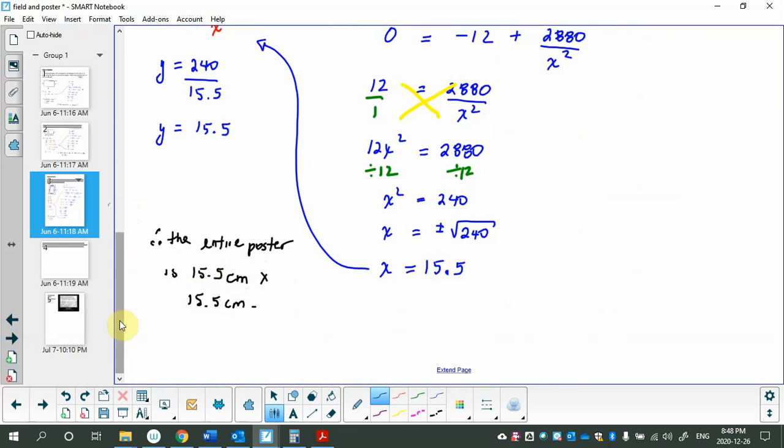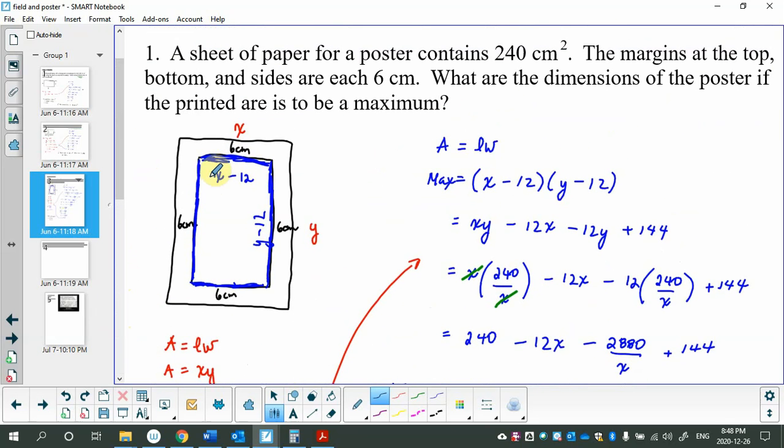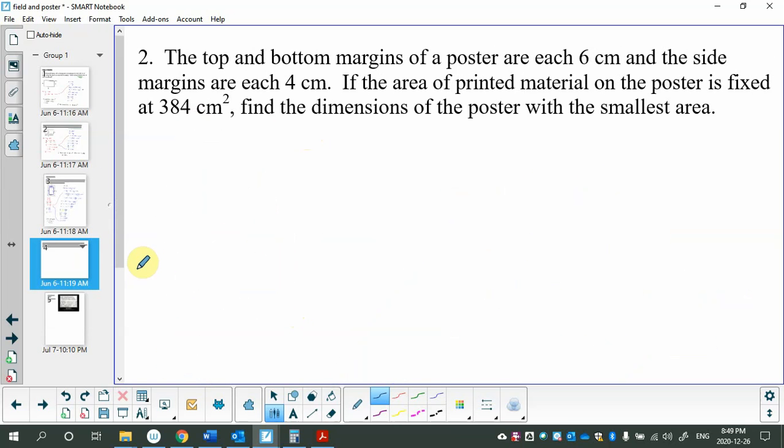Okay, so this question needed you to maximize the printed area. I am going to guess that the next question is talking about either maximizing or minimizing the whole poster. We'll see. Just a guess. Yep. Find the dimensions of the poster with the smallest area. So I've got my black pen out. I'm going to draw myself another poster. Not very good, mostly because I'm not good with this tablet.